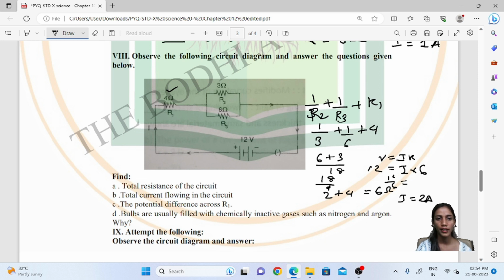And here it will get divided, so the potential difference will be 6 volts. As it is 12 and it will get divided over here, so it will be 6 volts. So the total is 12 and here it is in series with this connection. This total will have 12 and this one will have 6.